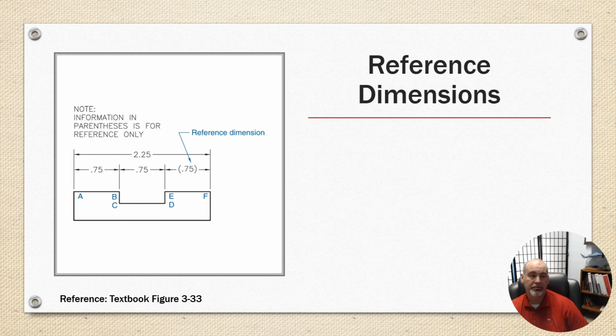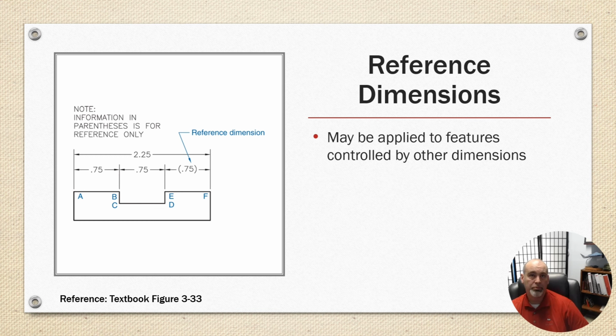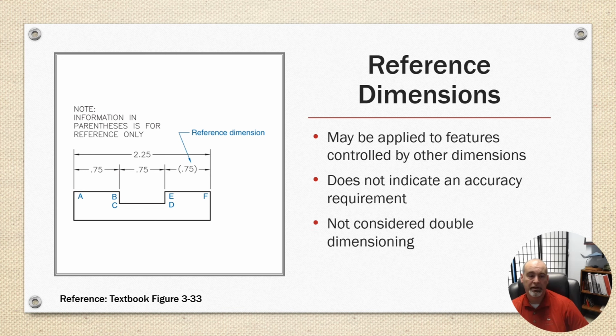Okay, reference dimensions. They may be applied to features controlled by other dimensions. They do not indicate an accuracy requirement, and are not considered double dimensioning. So in this case, this would be correct. You're just giving them a reference that those features are approximately the same size, but the tolerance is radiating from corner A, and any variation in the tolerance will be seen in corner F.